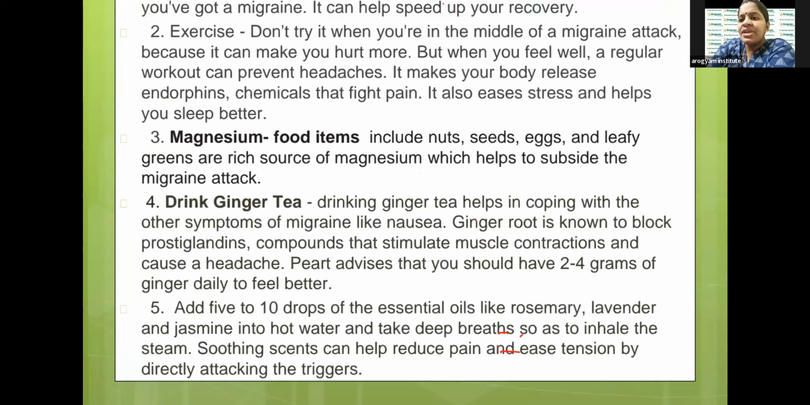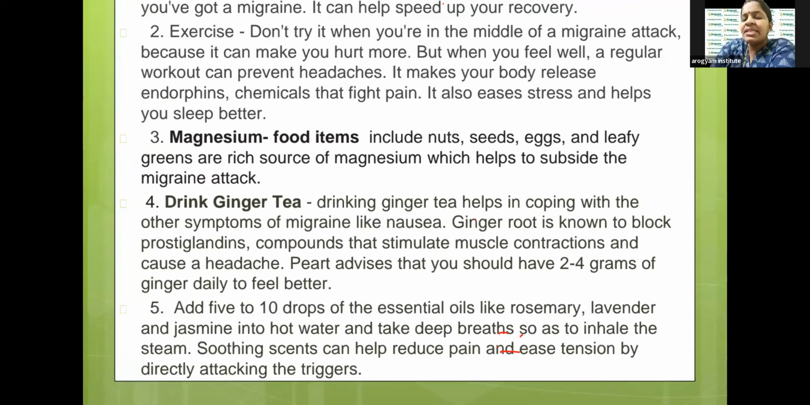Soothing agents can reduce and ease the tension by directly attacking the triggers.